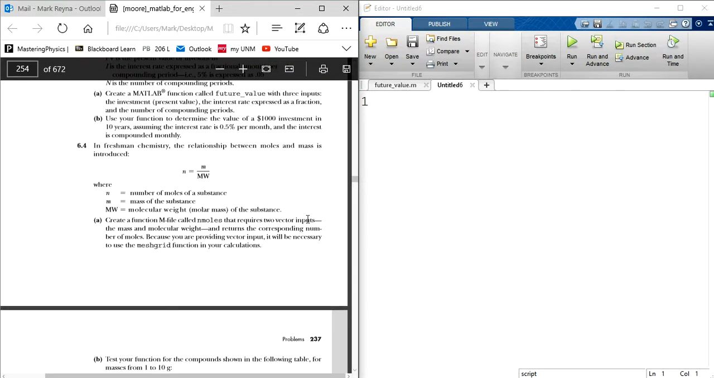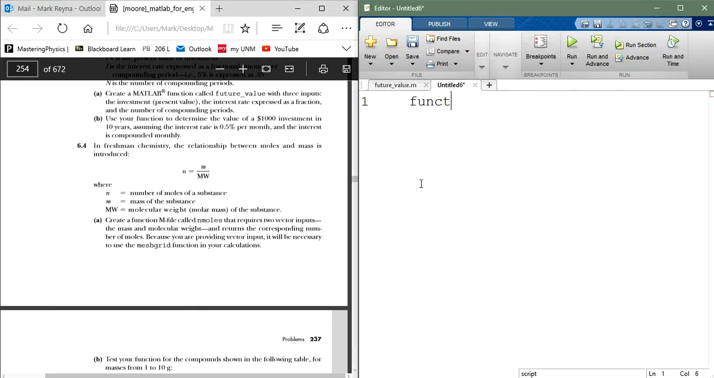I believe that. So let's start off with our function header. We'll just leave everything blank until we know what to write. Creating an M file called nmoles. So they want nmoles to be written here. That requires 2 vector inputs. The mass and the molecular weight. They use lowercase m and uppercase mw for mass and molecular weight. Mine will be the same.